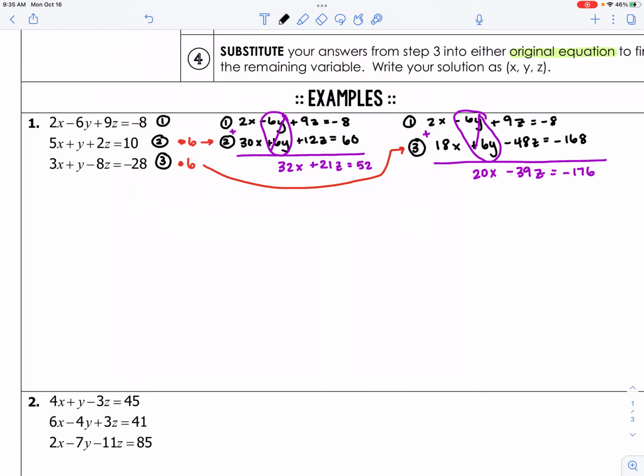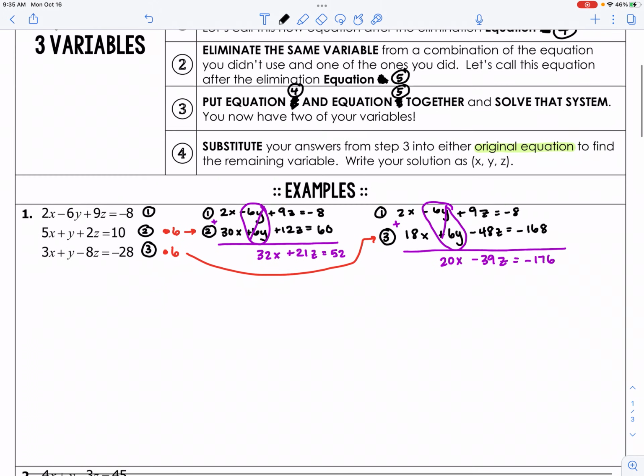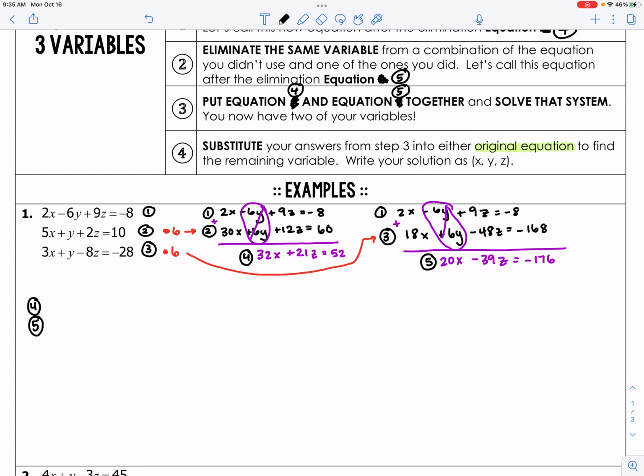So remember before, when we eliminated the first one, our answer, we're going to call this equation 4, and we're going to call this equation 5, and we're going to put these two together. So I'm going to put those together over here. And we have 32x plus 21z is equal to 52. And 5 is 20x minus 39z is equal to negative 176.